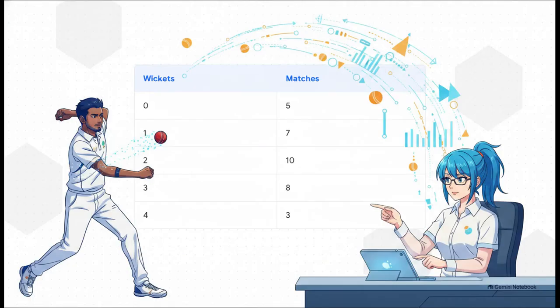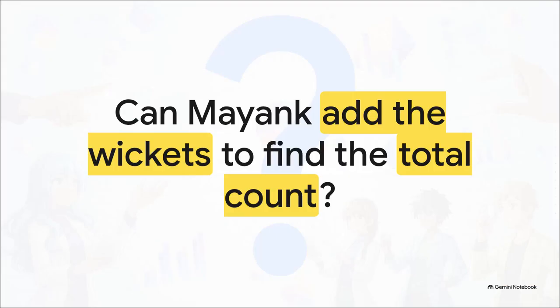All right, here is your absolute final puzzle. We've got some real-world cricket data for the famous bowler, Jasprit Bumrah, showing the number of wickets he took across different matches. One side shows the number of wickets in a game, and the other side shows the number of matches where that specific thing happened, which, remember, is our frequency. Now, a student named Mayank takes a look at this and says, oh, to find the total wickets Bumrah took, I just need to add the numbers in that first column, 0 plus 1 plus 2 plus 3 plus 4. So, is Mayank correct? Think about it for a second.